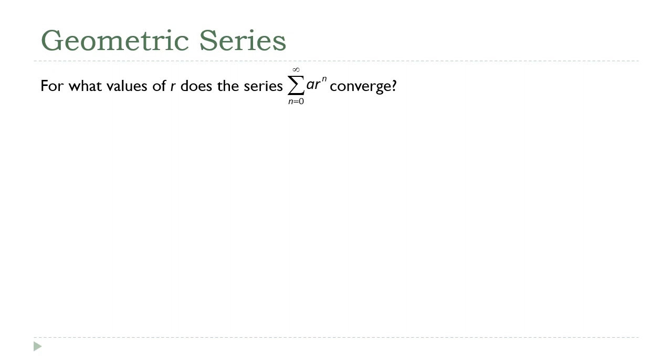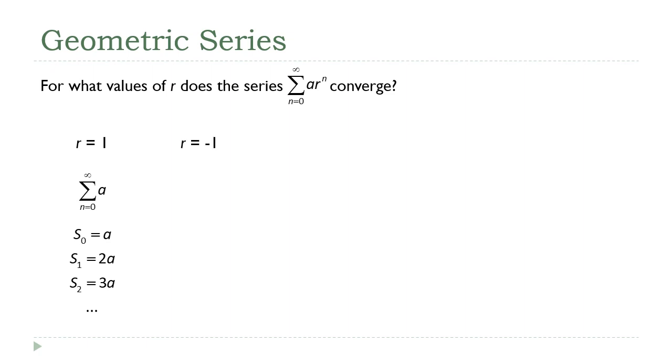Well, first I'm going to look at a couple of special cases, which are going to end up being our edge cases. When r is equal to 1, the series is just the sum n equals 0 to infinity of a. 1 to the n is 1 for all values of n, which means my partial sums are a, 2a, 3a, 4a, 5a, 1000a, a million a. That's pretty clearly diverging. Right? So the series does not converge when r is equal to 1.